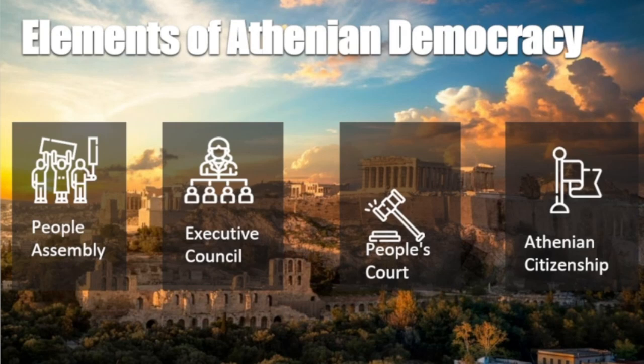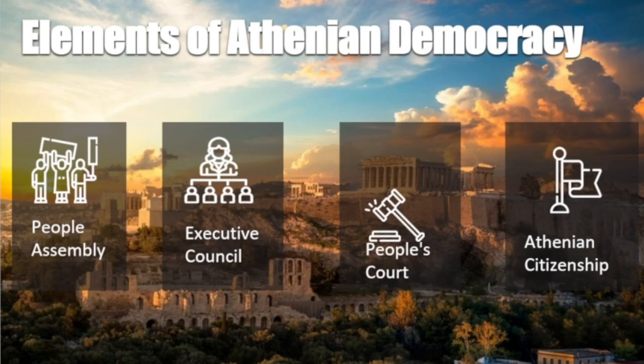And finally, the last element, which is the Athenian citizenship. Athenian citizenship was restricted to those born to Athenian parents. Now, this excluded women, slaves, and foreigners from the democratic process. While this ensured that only those with a stake in the city's future were making decisions, it also meant a significant portion of the population was disenfranchised, meaning they were not able to vote in important decisions of the city.